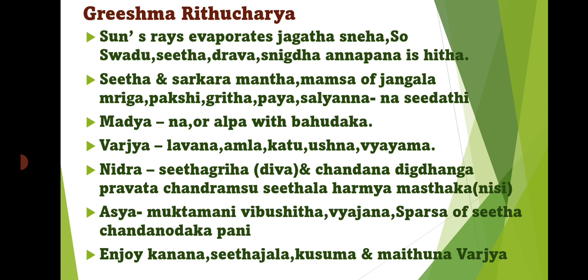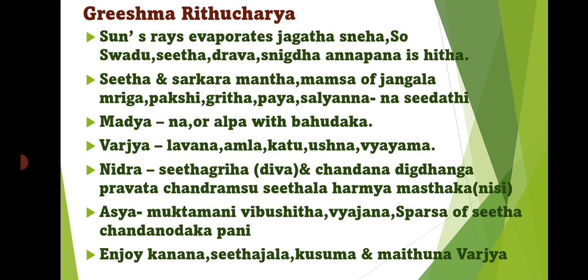weakness. Then Madhya is not indicated. If it has to be taken, it has to be alpa with bahu udaka. It has to be taken very little with lots of water. Varjya, what is to be avoided is Lavana, Amla, Katu, Ushna, Vyayama. Lavana, Katu, Amla, Ushna Ahara as well as Vyayama are to be avoided in Grishma Rutu.